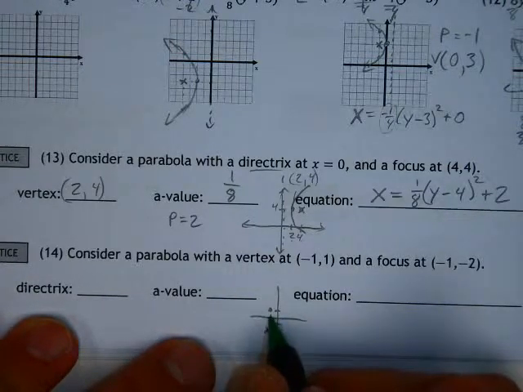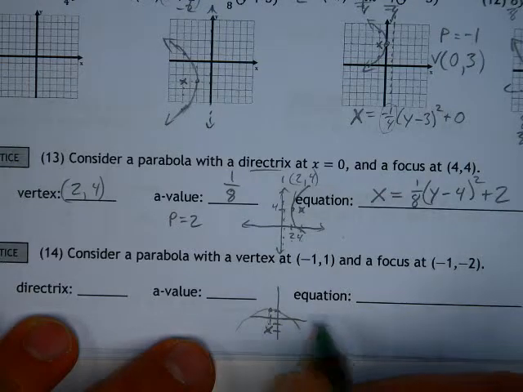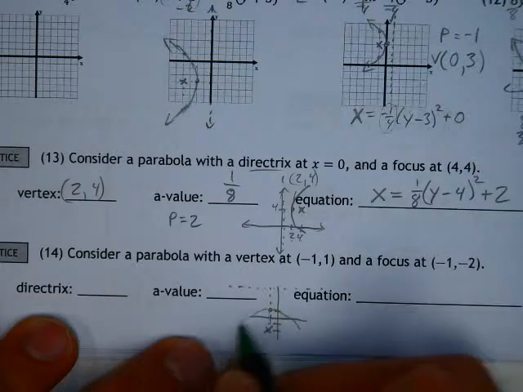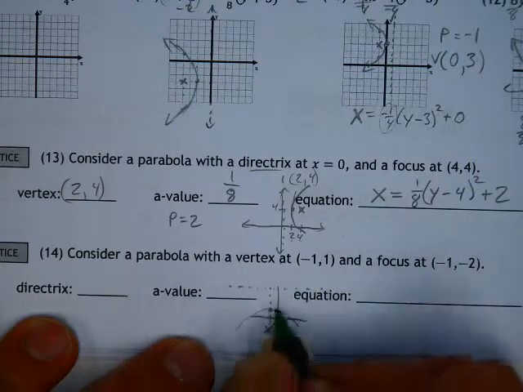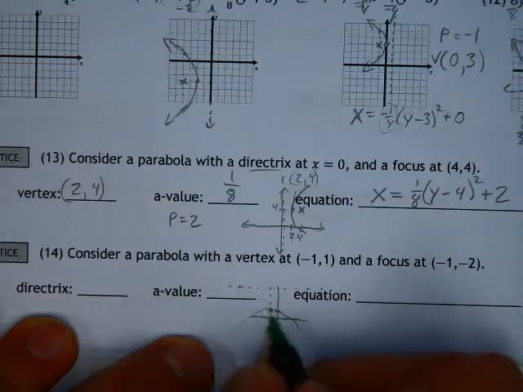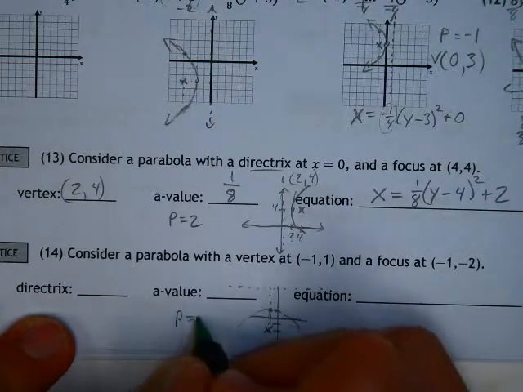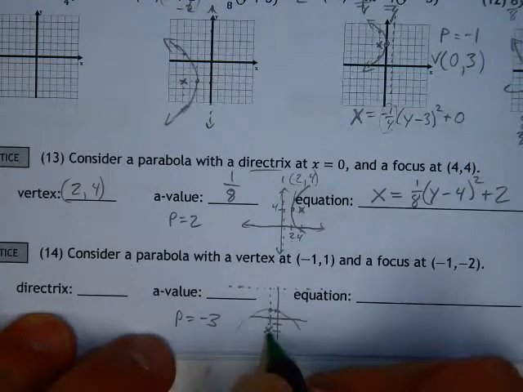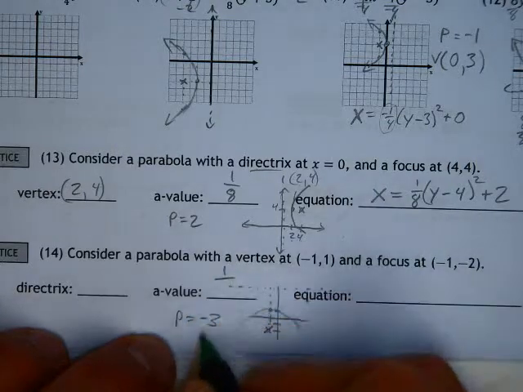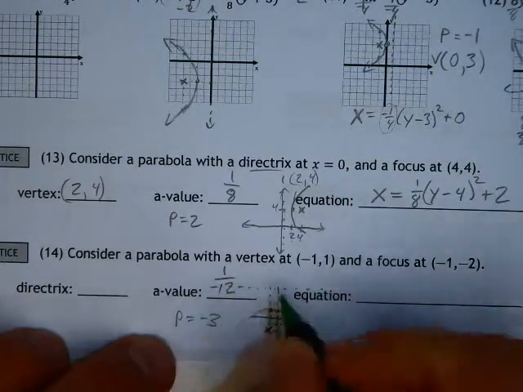Which means we've got 1, 2, 3 units downward. The parabola is basically going to open like that. Our directrix is 1, 2, 3 units above with a dotted line going that way. It's going to peel away from that wall and it's going to wrap around the focus. Key thing, P equals negative 3. It's down. It's upside down. So our A value is going to be 1 over 4 times that number, 1 over negative 12.